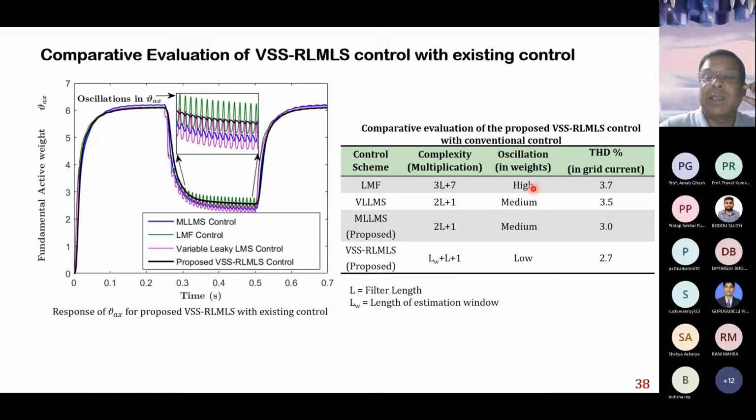And if you evaluate the efficacy of this variable step size adaptive filtering algorithm with other adaptive filtering algorithms like least mean fourth, variable leaky LMS, modified leaky LMS, we could see the complexity in case of the proposed one is less, where L represents the filter length and LW represents the length of the estimation window. And the oscillation in weight is low, and THD in the grid current has been reduced to 2.7%.